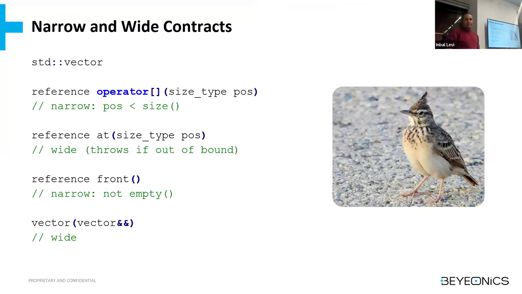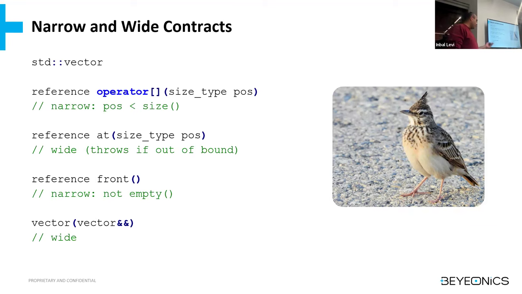All right. Let's take a few examples of what I've just talked about from std::vector. If you see talks about contracts, expect many of these because they are easy to explain. I really tried to use another one but couldn't find it. The operator with the square brackets for std::vector is a narrow contract, because you have to give it a position less than the size of the vector. The at function, on the other hand, is a wide contract. You can give it whatever you want and you get a known result: either an out of bounds exception, or the value itself.